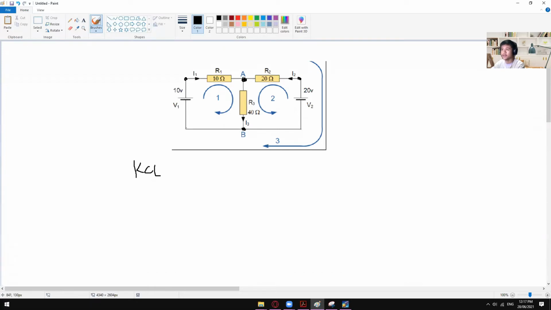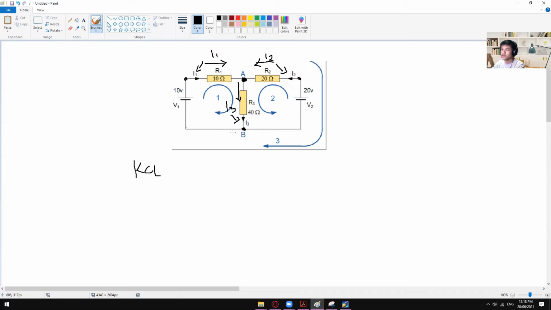Let's say super node A. So if you guys are going to take a look at this node, we have a current entering, I1, and then we have another current entering, I2, which is this one and this one. And then we have another current, of course, that will leave that node, which is now the I3, which is this one right here.